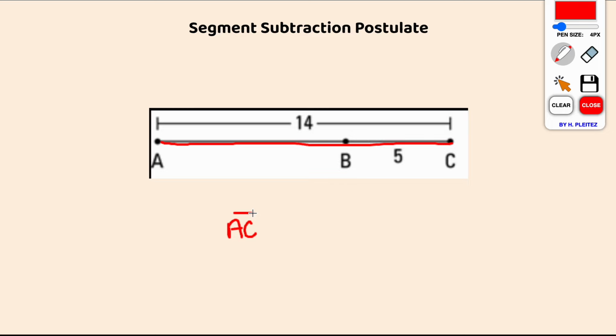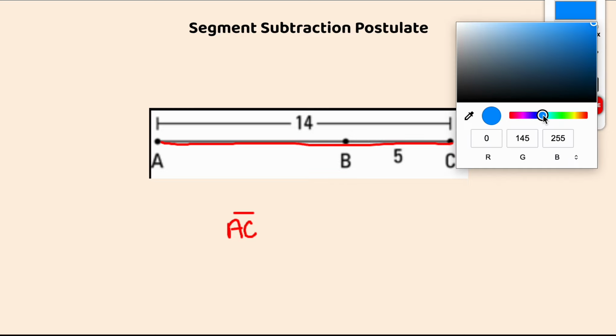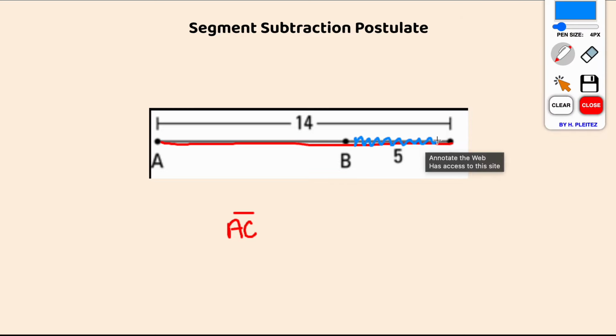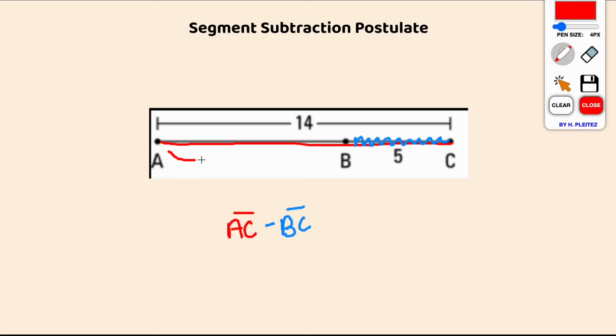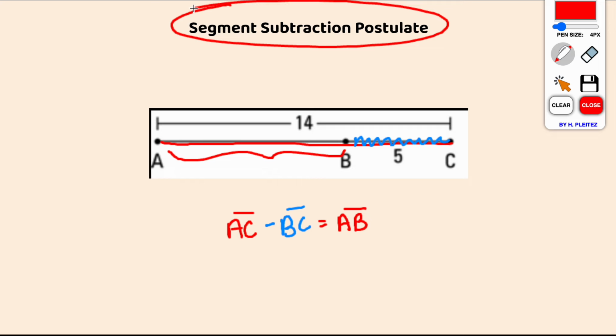Now, if we take segments away, we can just figure out what we'd be left with, right? So if I took AC and I subtracted the segment BC from it, if I did AC minus BC, what we can see visually is that we're going to be left with this piece here. We're going to be left with AB. Now, if you had to make this type of equation in your proof, how you would justify it is, hey, the segment subtraction postulate. I'm allowed to do this.